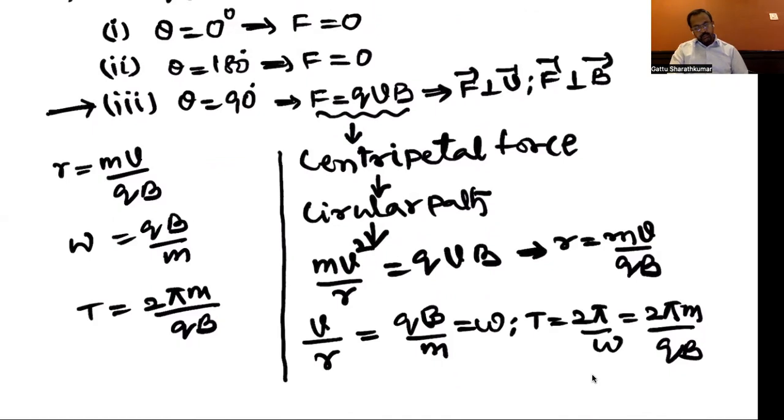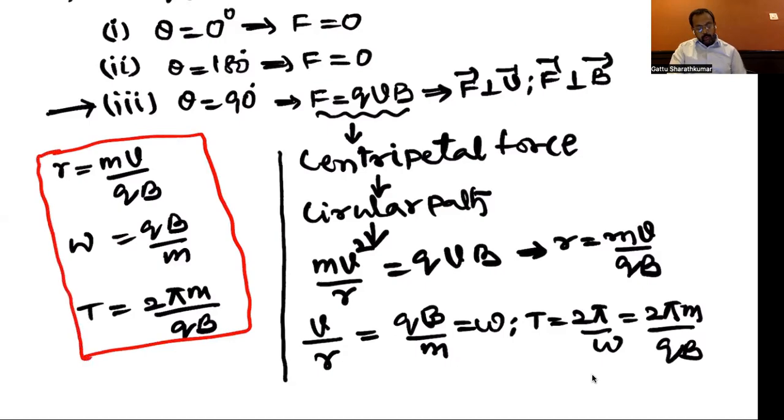I think you are clear with the things. So this is an important thing which you have to make note of. We'll be using it very often. Radius of the circular path is mv by qB. Angular velocity is qB by m. Time period is 2 pi m by qB. I hope you understood up to this.